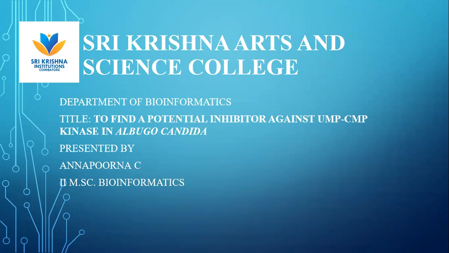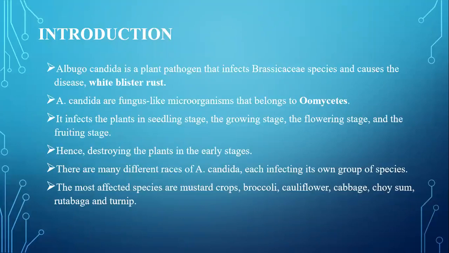The title of my paper is to find a potential inhibitor against UMP CMP kinase in Albugo candida. Albugo candida is a plant pathogen that infects Brassicaceae species, that is the mustard crops, cauliflower, cabbage, and turnip, to cause a disease called white blister rust. These Albugo species are fungus-like microorganisms that belong to oomycetes.